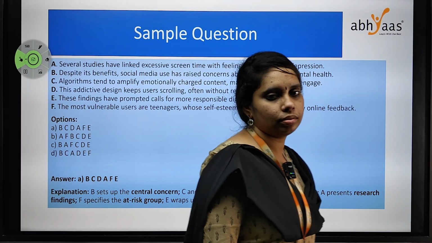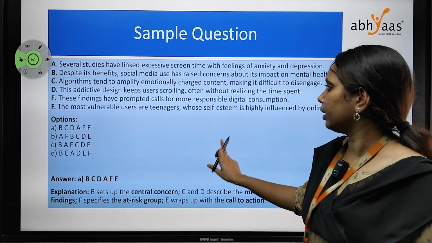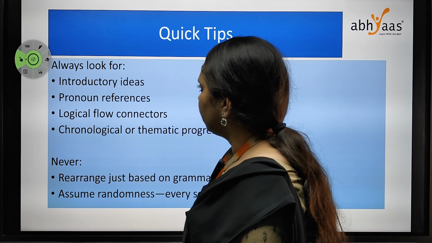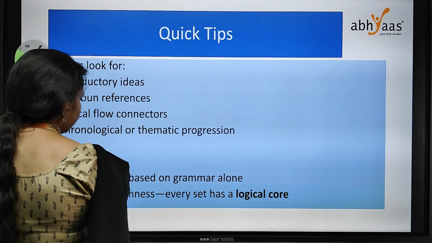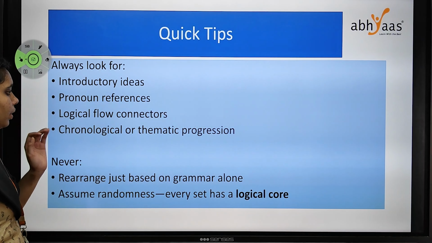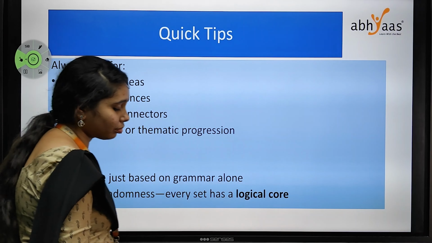So by that logic, you can try to find this. Always look for introductory ideas, pronoun references, logical flow connectors. These are your quick tips.